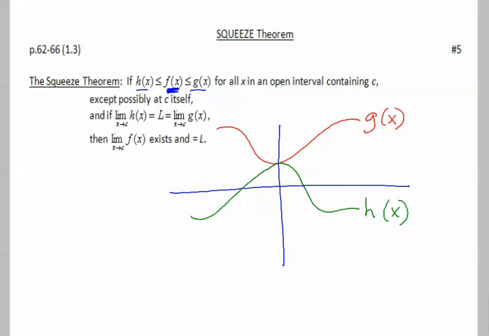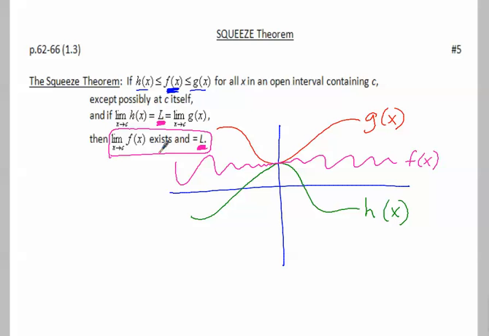Then we've got this crazy function f of x. I'm going to stick f of x in between. So it's like that. Here's f of x. It's crazy. I don't really know what it's doing. But if it's in between those two functions, its function values are between, then its limit also has to be in between. So the limit of f of x will be that limit that g of x and h of x also share.